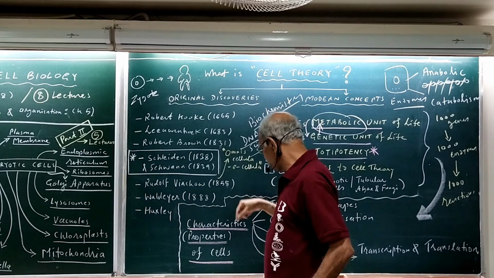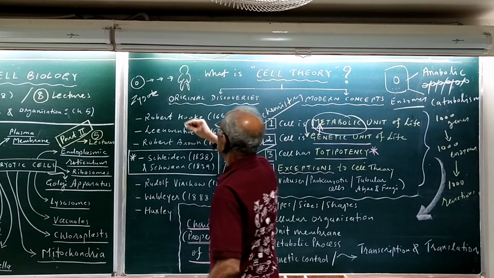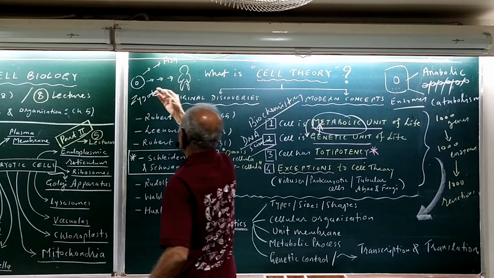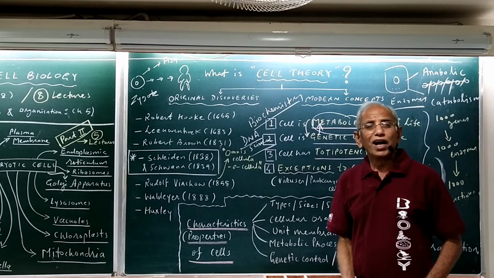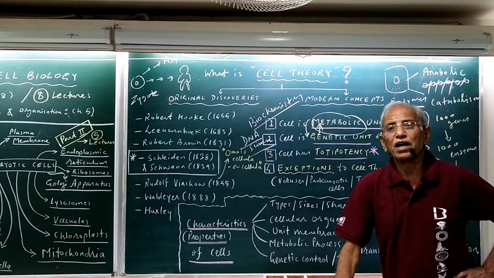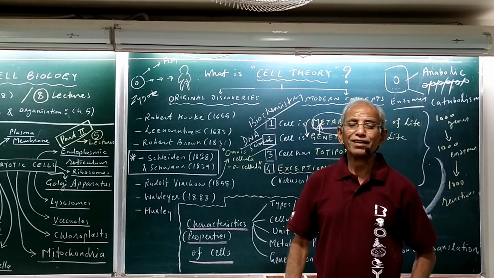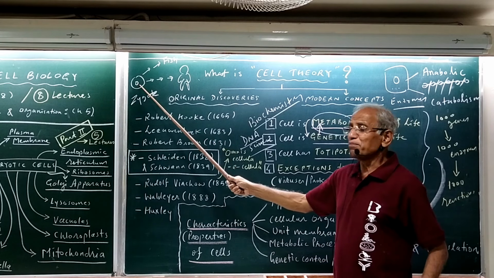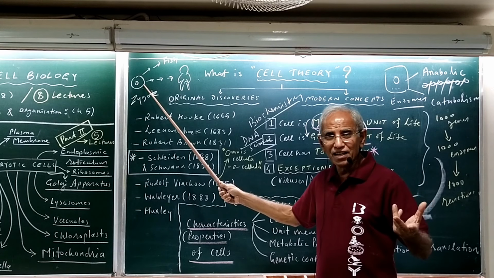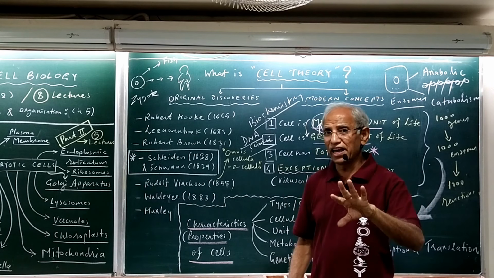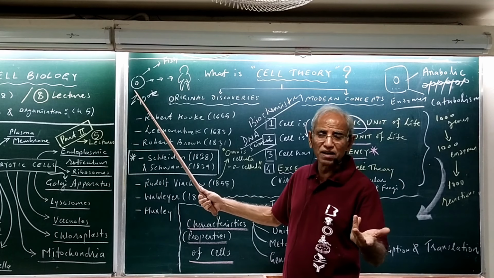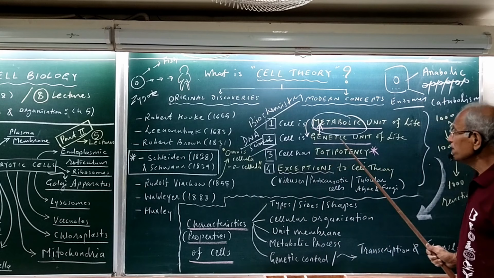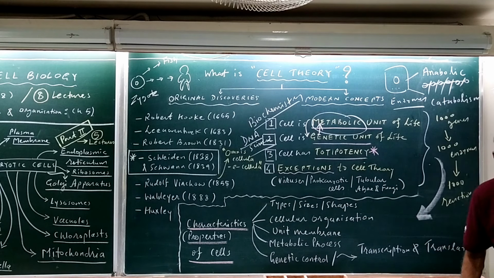A zygote of human will form human, a zygote of fish will form a fish, a zygote of elephant will form an elephant, a zygote of a mango plant will form a mango plant. It means that the zygote which is formed as a product of fertilization, sperm cell and egg cell, the genes of the sperm cell and the genes of the egg cell come together to make the zygote. Everybody knows that. Those genes have the ability to form the entire organism. This property of the cell is called totipotency.